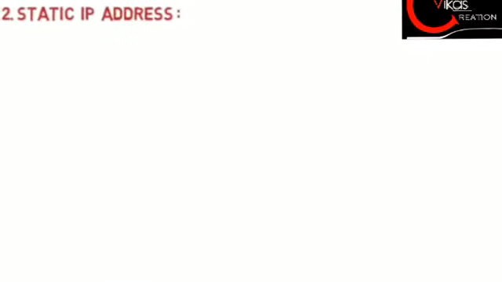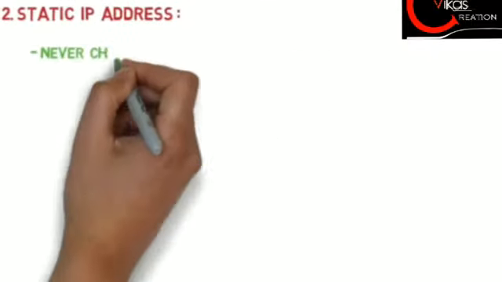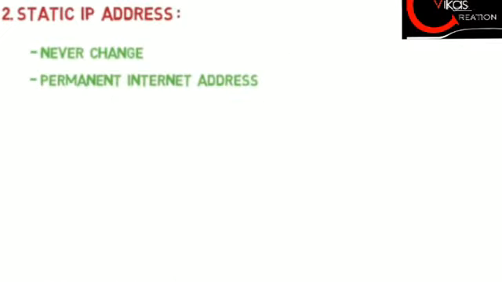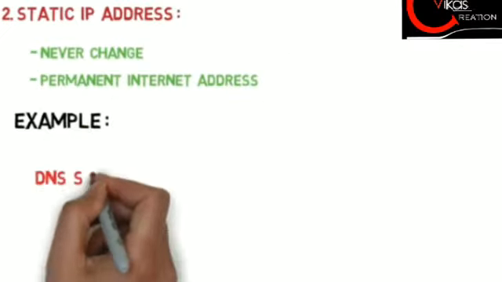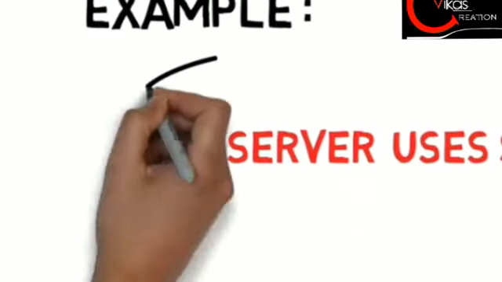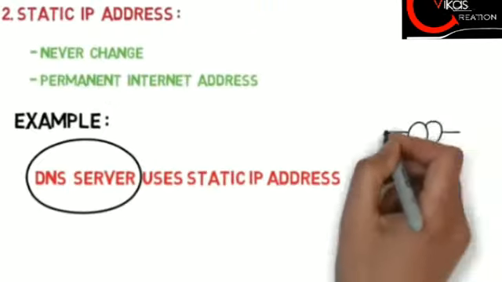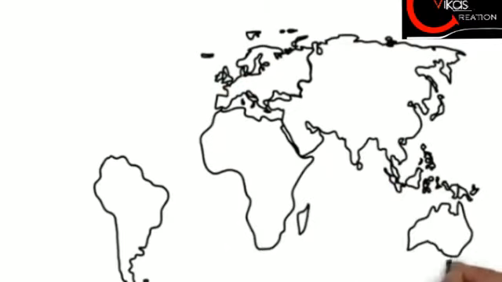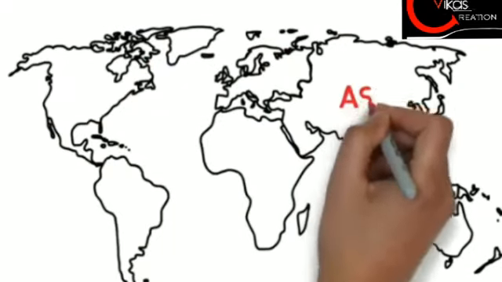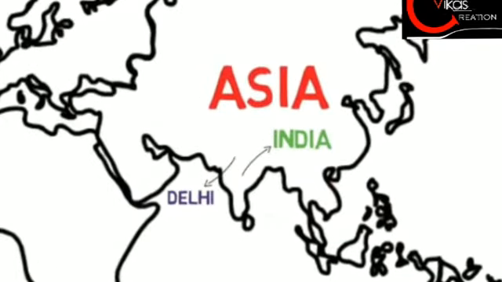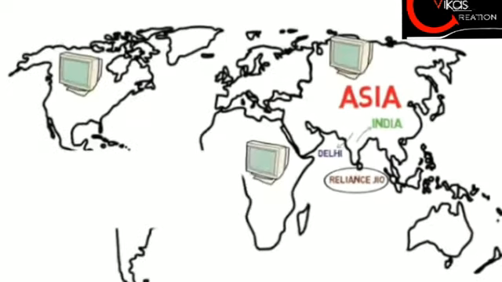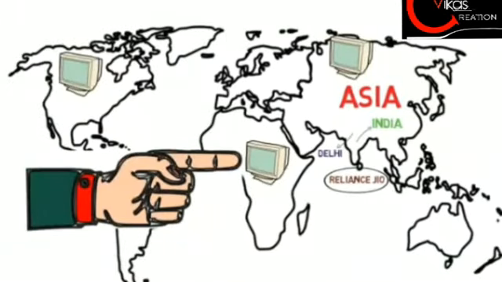Now, static IP addresses. Static IP addresses never change. They serve as a permanent internet address. Static IP addresses are used by DNS servers. What are DNS servers? Actually, these are computers that help you to open a website on your computer. Static IP addresses provide information such as which continent, which country, and which city the device is located in, and which internet service provider provides internet connection to that device. Once we know who the internet service provider is, we can trace the location of the device connected to the internet.